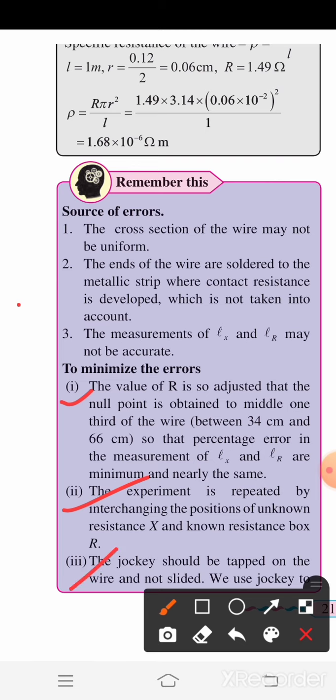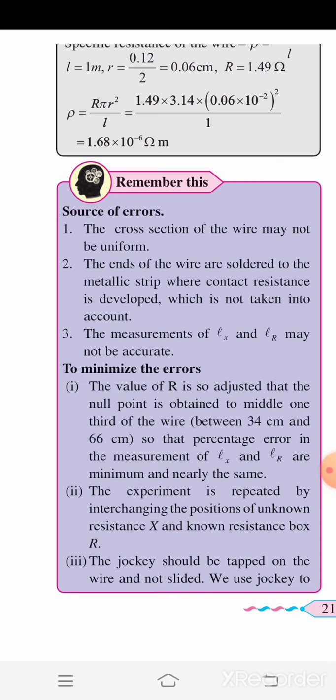And the third minimization: the jockey should be tapped on the wire and not slid. We use the jockey to get the null point, and if we do not slide the jockey along wire AB, then there is minimization in the error which is produced in the measurement of unknown resistance. These are some minimizations of errors in the measurement of unknown resistance using the meter bridge.